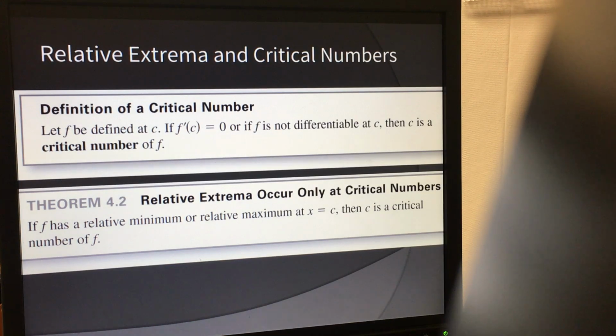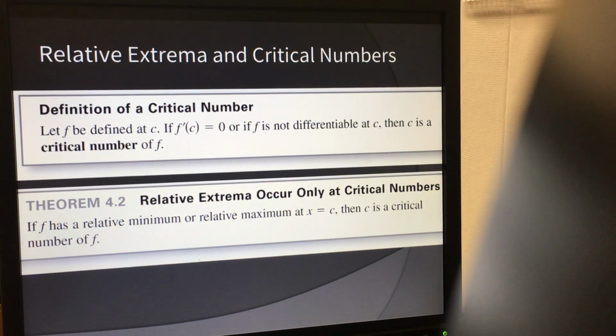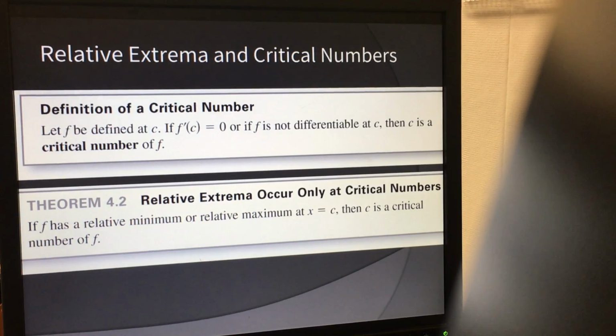So we've defined what it means to be a critical number, where the value at that point of the derivative is 0 or does not exist. And with that, we know that a relative minimum or maximum will exist at that point. Then it is considered to be a critical number.